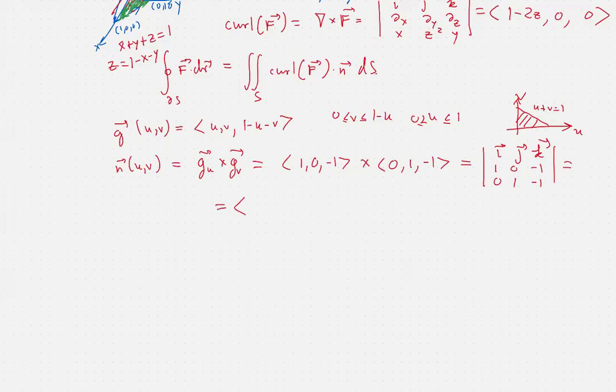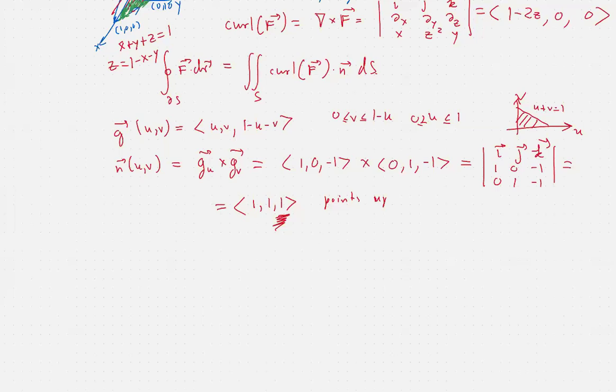And of course, we have to ask whether this is compatible with the orientation that we have. If we look at the third coordinate, we see that it's positive. So this points upward, which means we're in good shape.